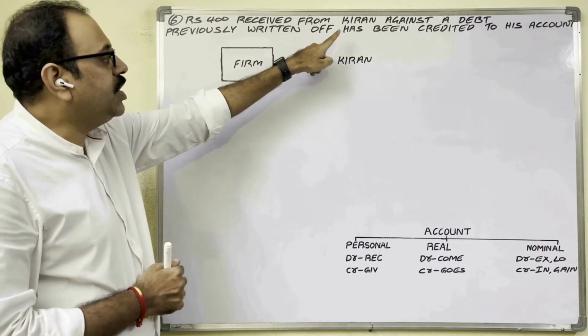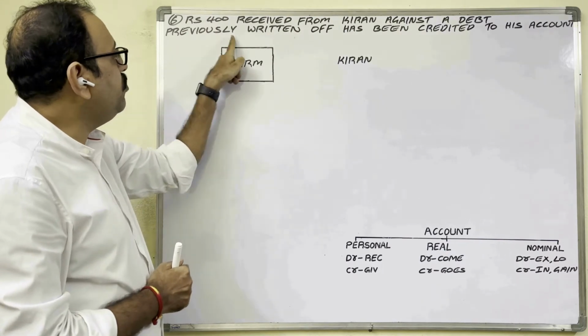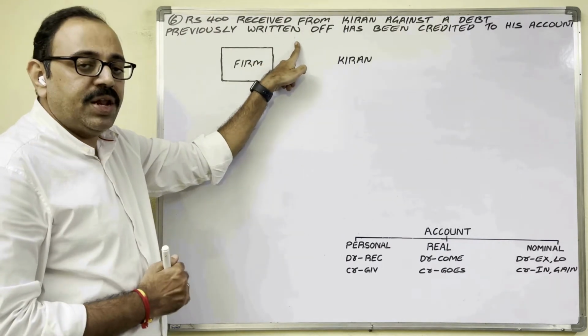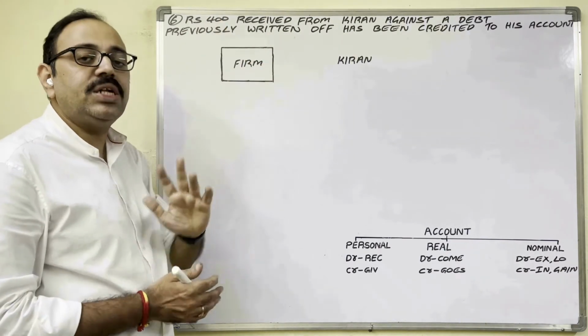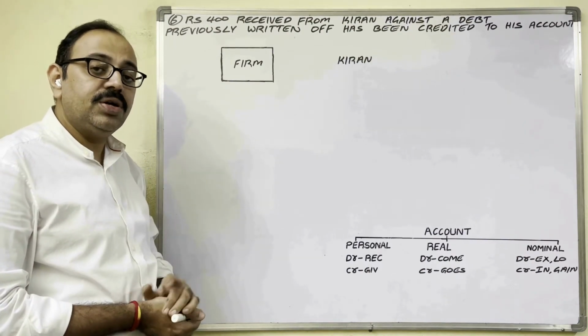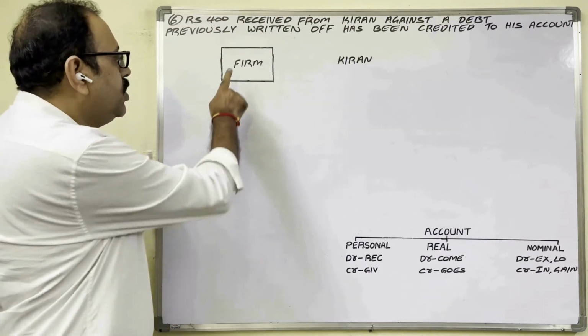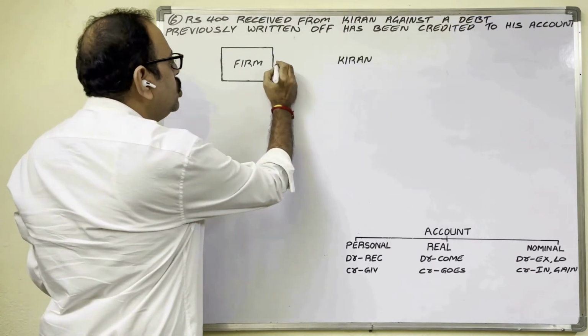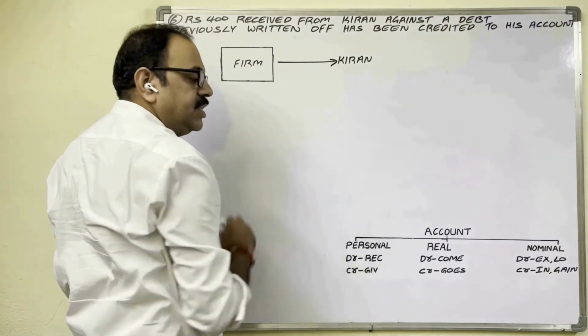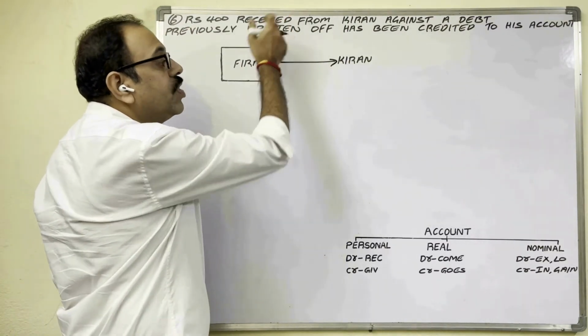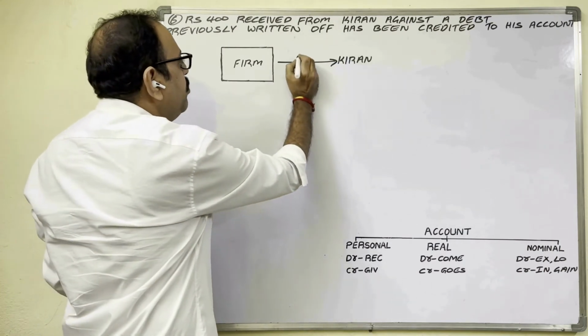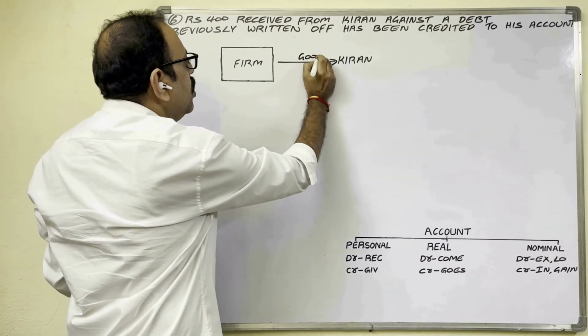400 received from Kiran against a debt previously written off. From Kiran, 400 we should receive. Why should we receive? Because the firm sold goods to Kiran on credit. Sales amount is 400 rupees.